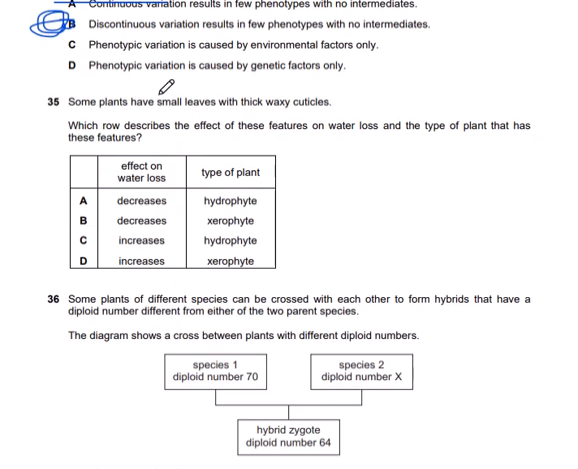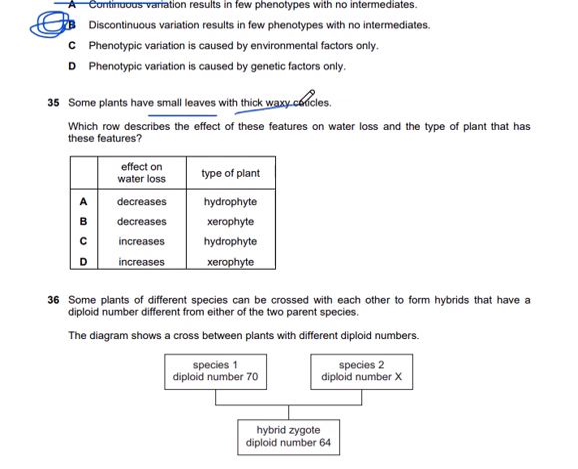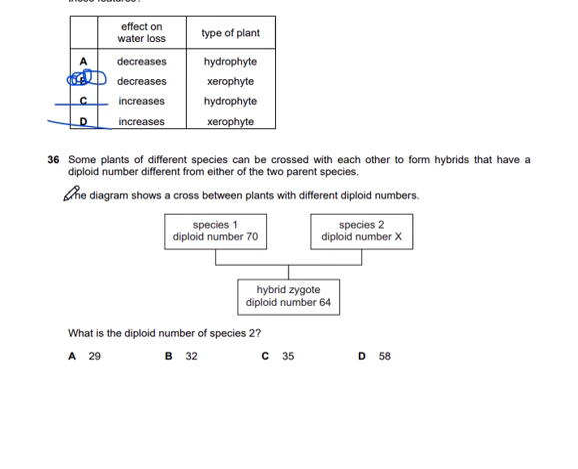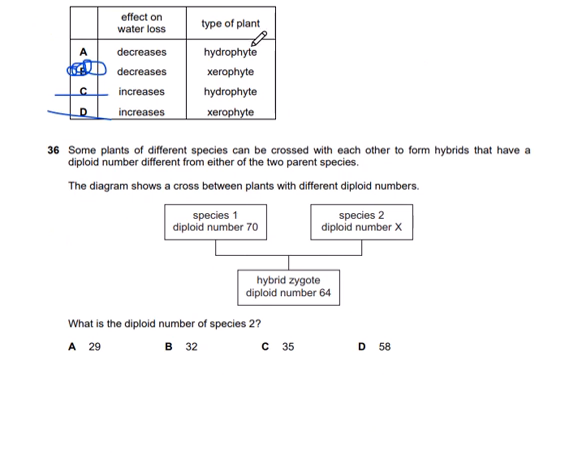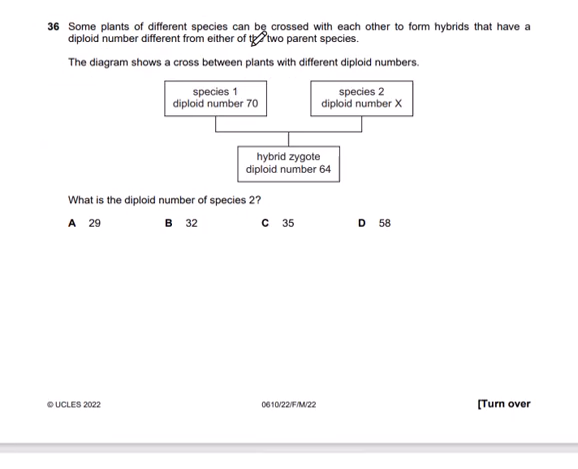Which row describes the effect of these features on water loss and the type of plant that has these features? Alright, so for the effect on water loss, because it has small leaves and a thick waxy cuticle, that decreases the water loss. So C and D are removed. And that actually happens in the xerophytes. That makes it B. And the hydrophytes are the ones like lilies or something.